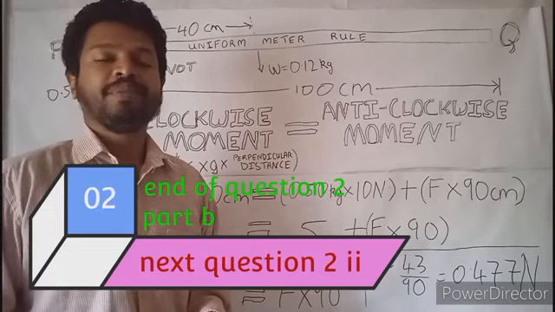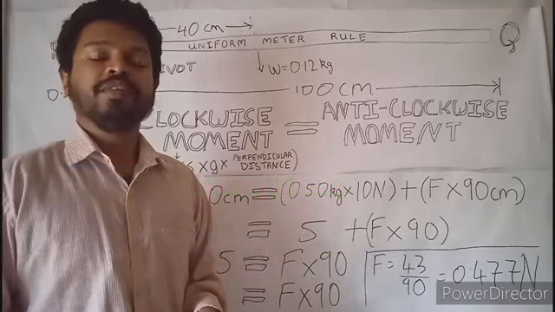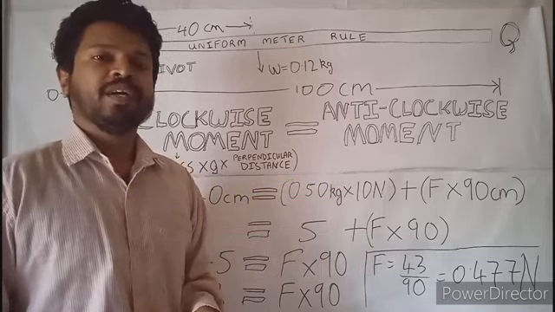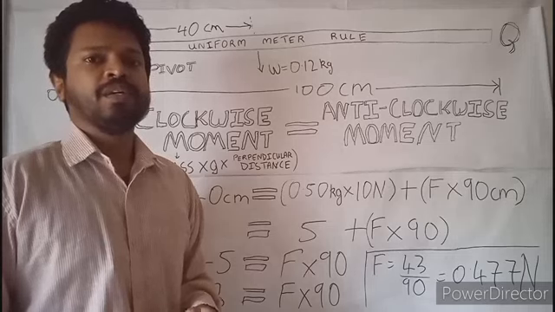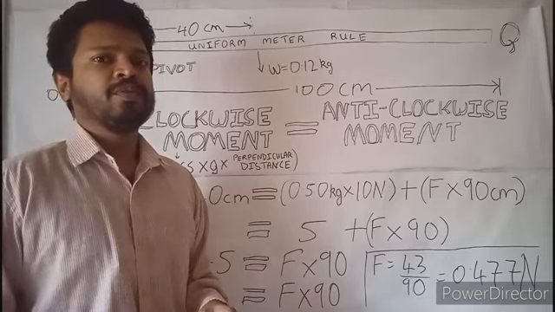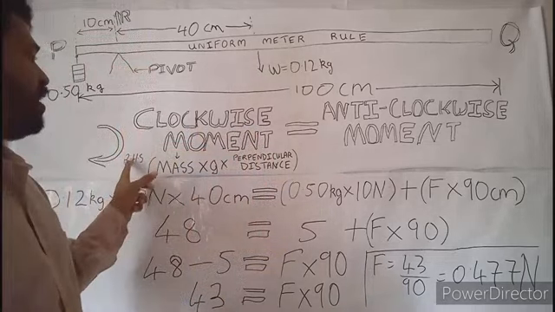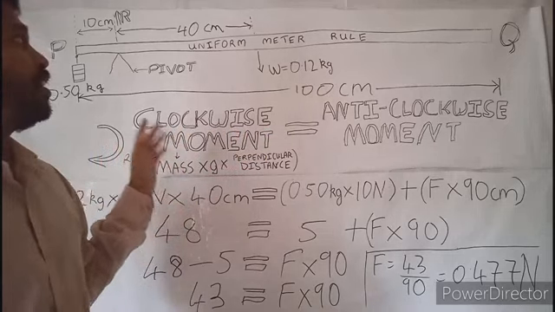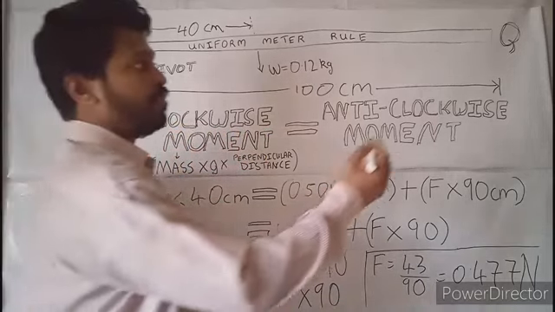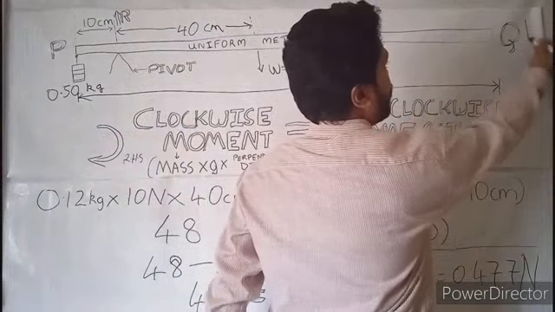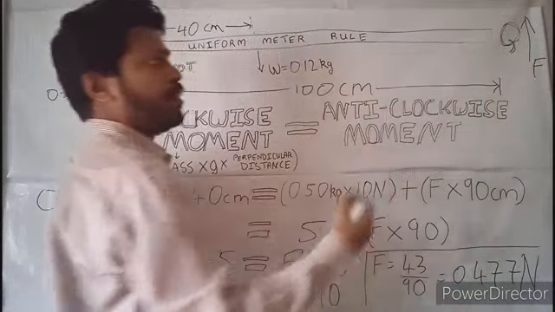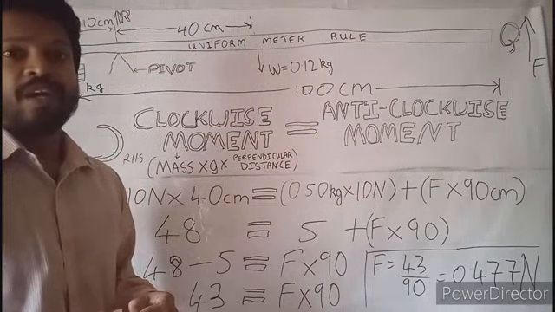Question 2, this is the second part. We have to calculate the F by calculating the moments. As you have seen earlier, there are two moments. One is clockwise moment and second is anti-clockwise moment. Clockwise moment will start, as I told you earlier, from the right hand side to the left hand side, and anti-clockwise will be the opposite of clockwise. So we need to calculate F. F is the force acting from down to up, that we have to calculate.